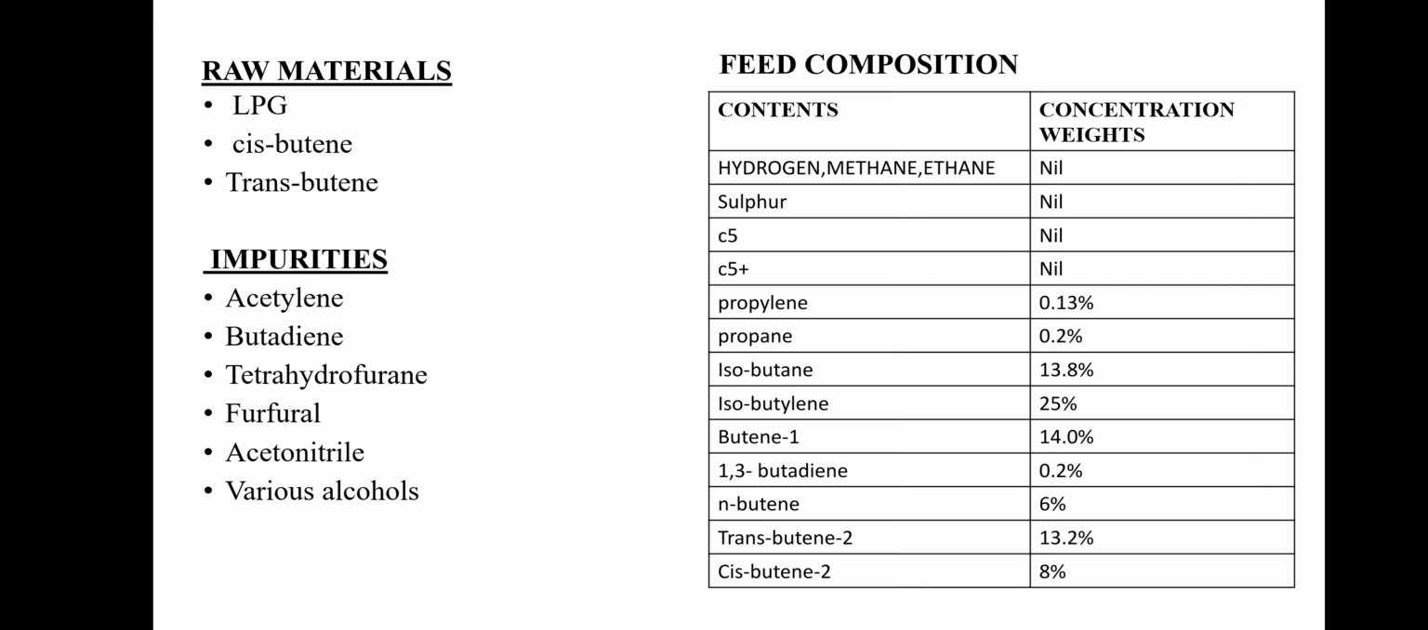These are the raw materials used in the process, such as LPG, cis-butene, trans-butene. There are certain impurities also present in the feed, such as acetylene, butadiene, tetrahydrofuran, furfural, acetonitrile, and various other alcohols. In this tabular column, we can also see other impurities which are present in trace amounts.